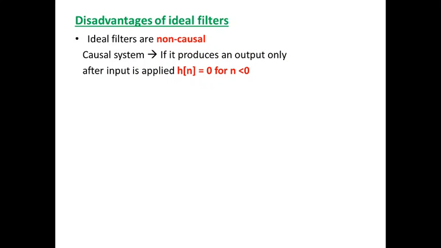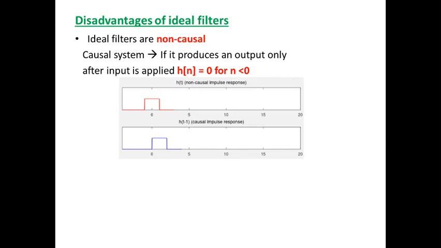A causal system is one that produces an output only after the input is applied, right? And we know the condition for a causal system: h of n will be equal to 0 for n less than 0, right? So an output will be produced only after an input is applied. You can see the example here of non-causal and causal.